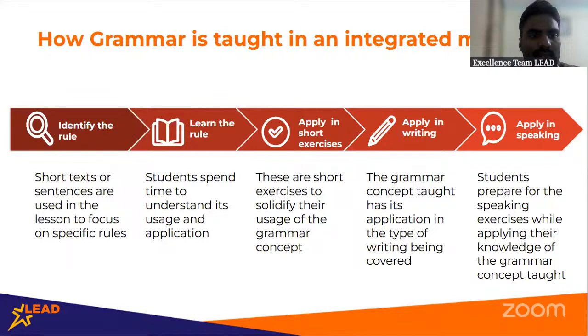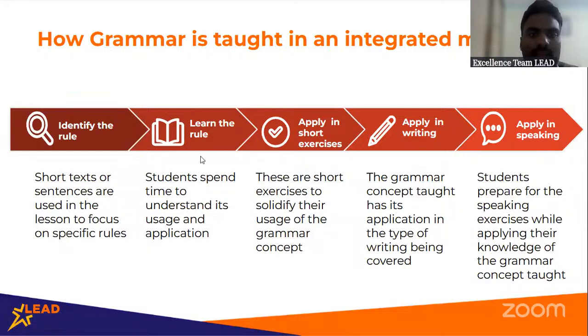So what is the first step? The first step is identify the rule, right? What do you mean by identify the rule? The children will identify the particular grammar rule. So how will they identify? Through the short text or sentences that are used in the lesson to focus on the specific rules. Okay, to learn a specific rule, they will look at certain sentences and they will be identifying the rule, right?